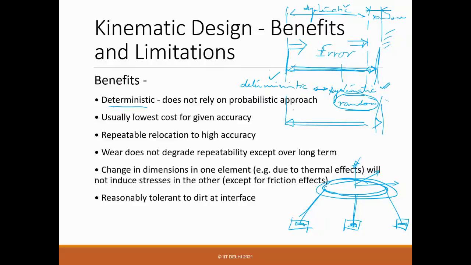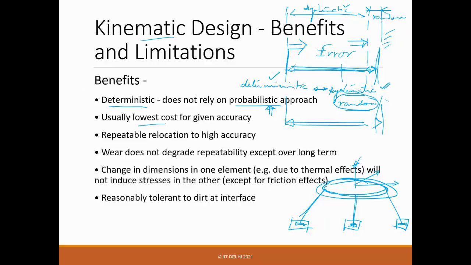So if it's deterministic, you can achieve higher precision, higher accuracy, and that you can do only through kinematic design or exact constraint design. And that's what it's saying. It does not rely on a probabilistic approach. When you have random things happening, then you depend on that. Probabilistic, or then you do all sorts of AI or curve fitting, all those things. But if it's deterministic, you don't have to.